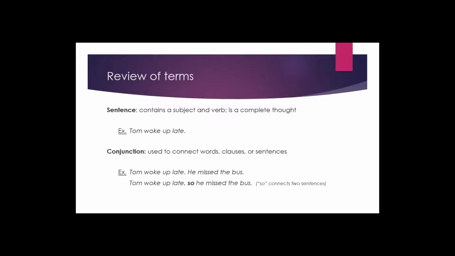We'll also talk about conjunctions. A conjunction is a word, or sometimes two words, used to connect things. So conjunctions connect words, clauses, or sentences. For example, if you want to join two sentences together, Tom woke up late, he missed the bus, you can use the conjunction so to join these two sentences together. Tom woke up late, comma, so he missed the bus. So is kind of like a bridge that's joining two sentences together.